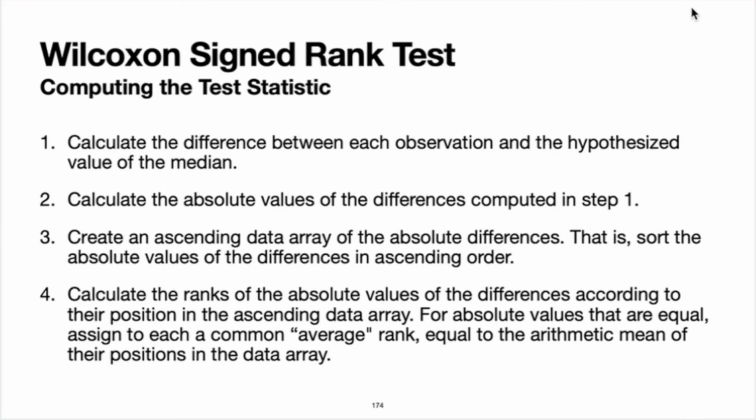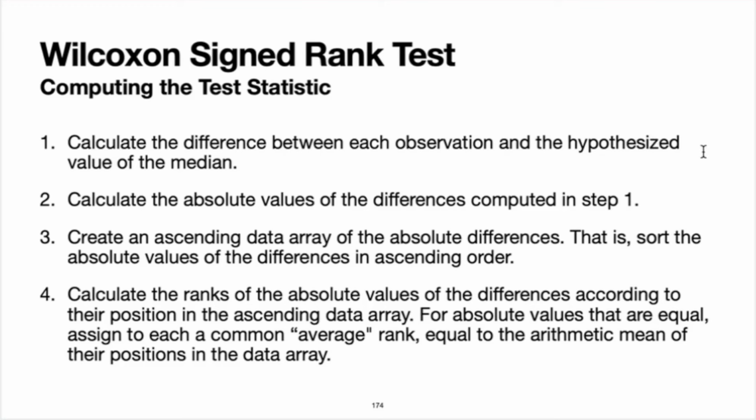Okay, so how do we calculate the Wilcoxon signed rank test? Well, the first step is to calculate the difference between each observation and the hypothesized value of the median. Remember, the application at this point for the Wilcoxon signed rank test is as a hypothesis test about a population median. And so the first step in calculating the test statistic is to calculate the difference between each observation and the hypothesized value of the median.